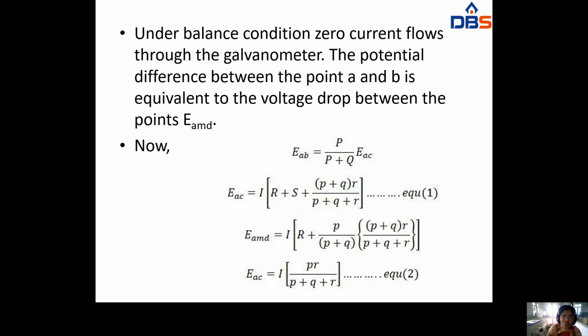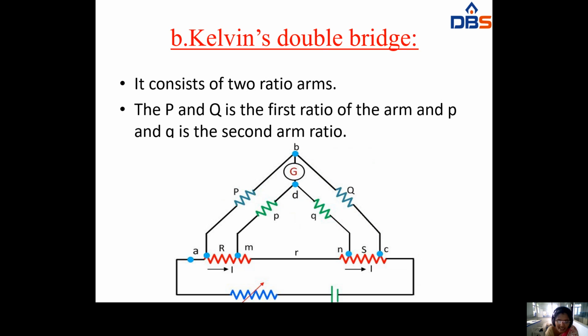under balanced condition, zero current will flow through the galvanometer. So the potential difference between points A and B is equal to the voltage drop between the points A, M and D. So EAB is equal to EAMD. So now you have to write the EAB and EAMD values.